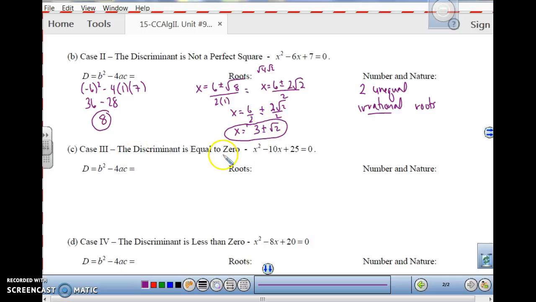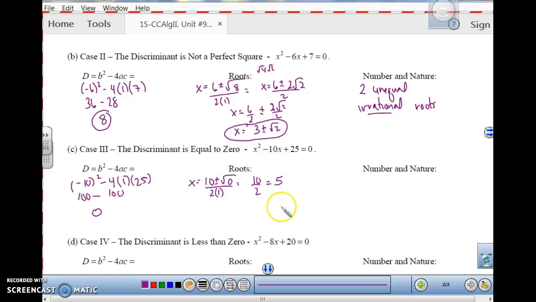Now what happens if the discriminant is equal to 0? That's our third case. b squared minus 4ac, b in this case is going to be negative 10 squared minus 4 times a is 1 times c is 25. So this is going to be 100 minus 100, which is 0. If I use the quadratic formula, negative b would be 10 plus or minus the square root of 0 all over 2 times 1, which is 2. So 10 plus or minus 0 is just going to be 10 over 2, which is equal to 5.